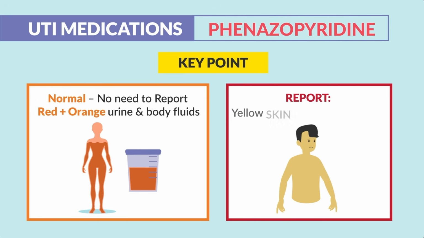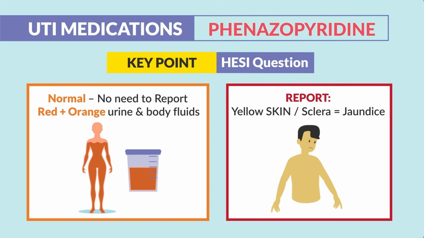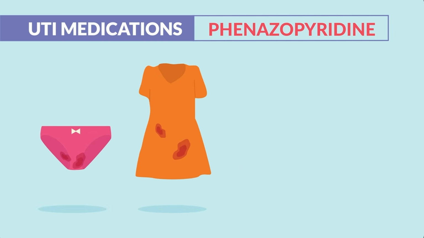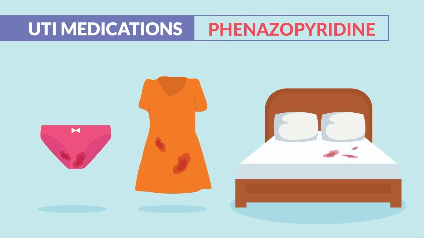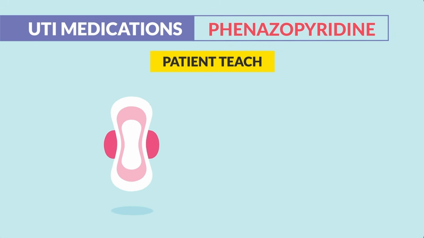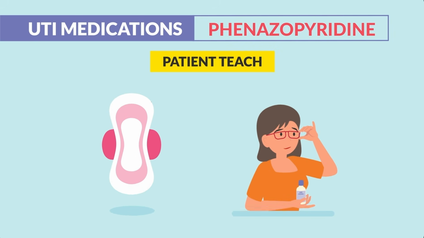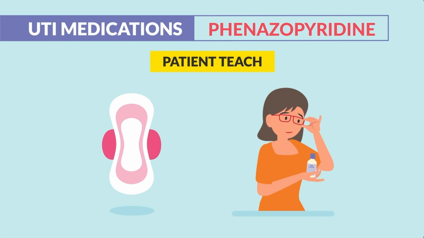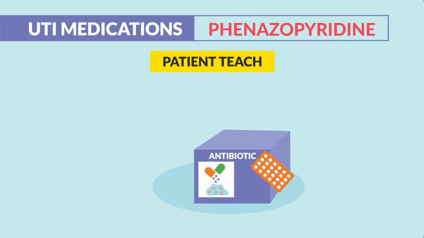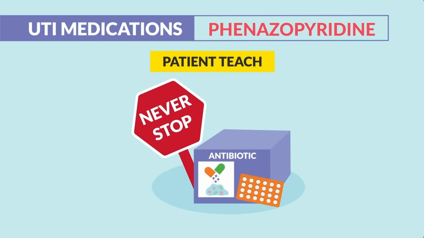But we do report liver toxicity symptoms, like yellow skin and sclera. This is known as jaundice. Now that was a big HESI question. Now, since pyridine stains the underwear and clothing and bedding, we teach patients to wear sanitary pads and also wear glasses instead of contacts while taking this med. And we also teach never stop antibiotic therapy, not even when you're starting to feel better.